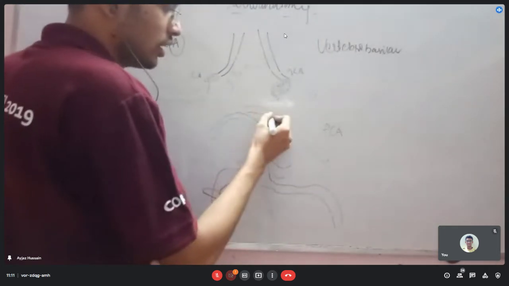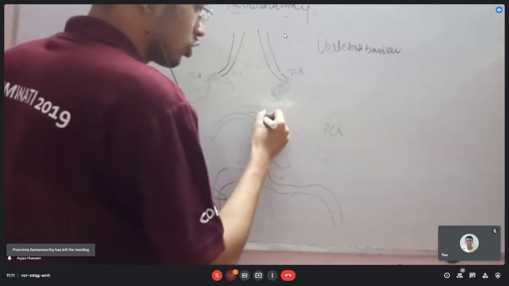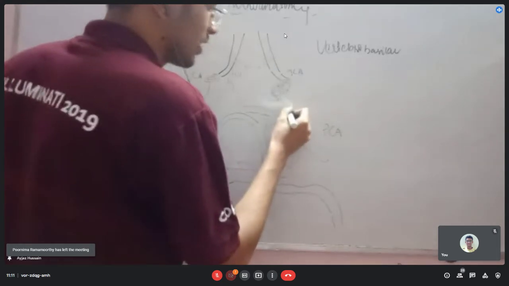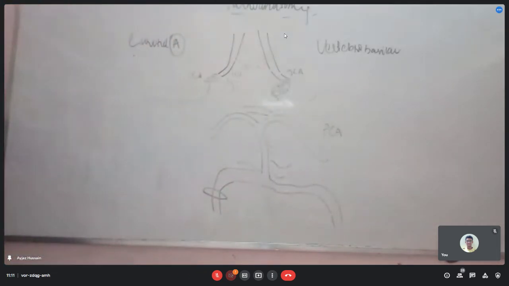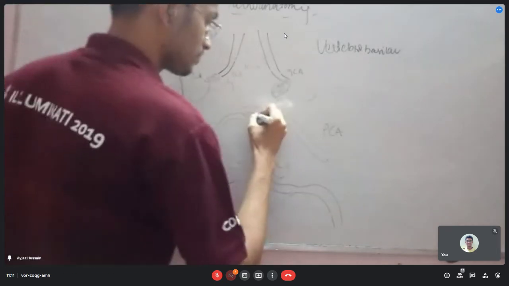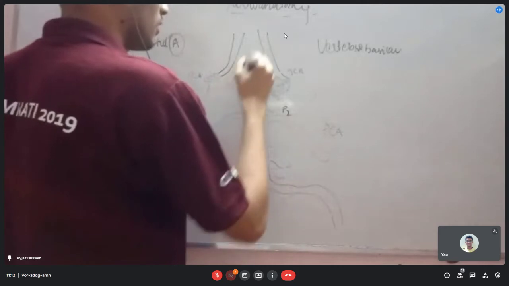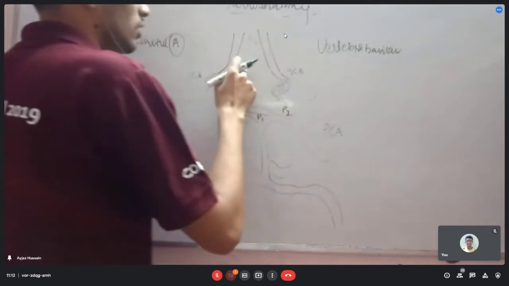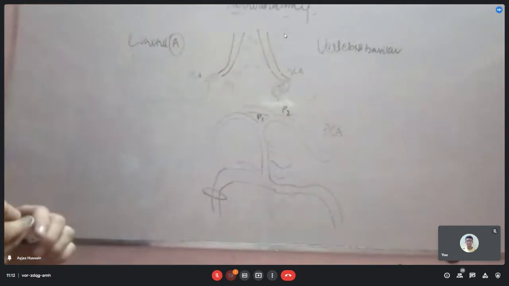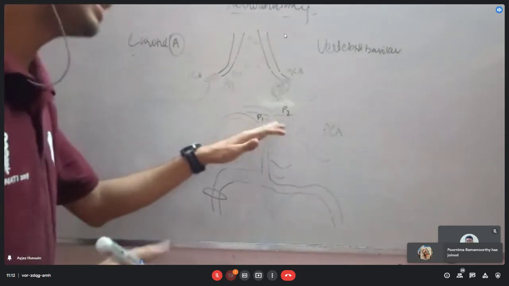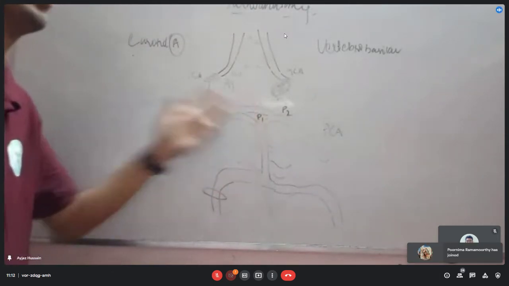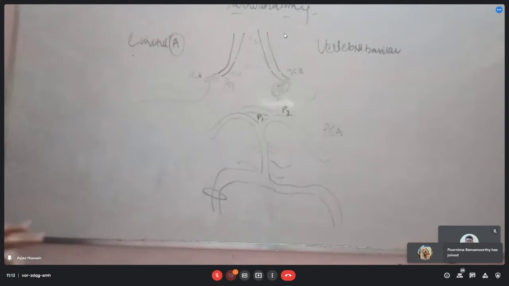Similarly, the part of the artery before the communication is called P1, and the part after the communication is called P2. This is P1, this is P2, this is A1, this is A2. Some authors like to mention this. Again, it is not of much importance clinically, but anatomically it is so named. Any doubt so far?